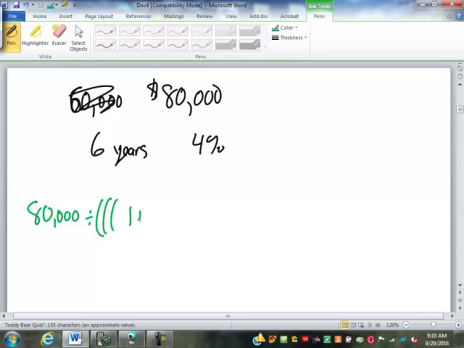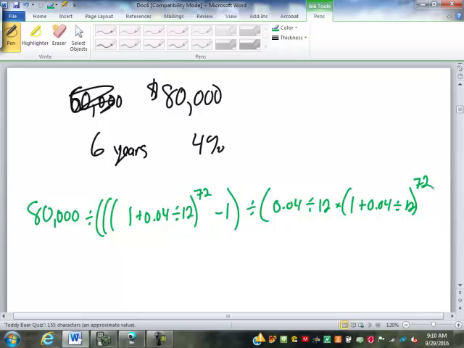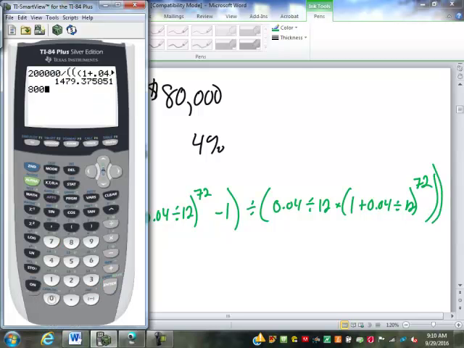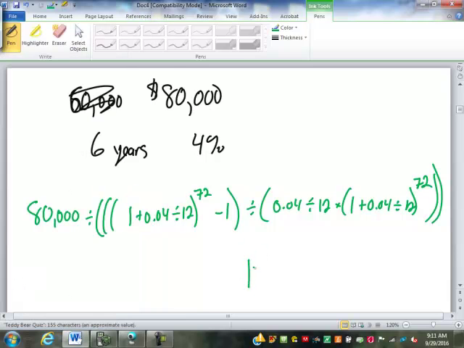Your monthly payment will be $80,000 divided by, open parentheses, 1 minus, open parentheses, 1 plus 0.04 divided by 12, to the power of 6 years times 12, which is 72 periods, close, minus 1, close, divided by 0.04 divided by 12 times 1 plus 0.04 divided by 12, power of 72, close and close. That's about right, yeah. More like $1,200 a month. $1,251.61.